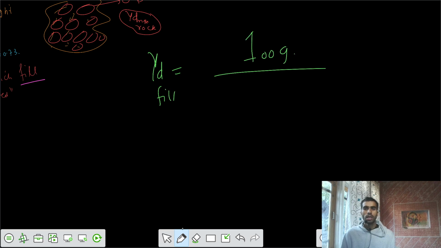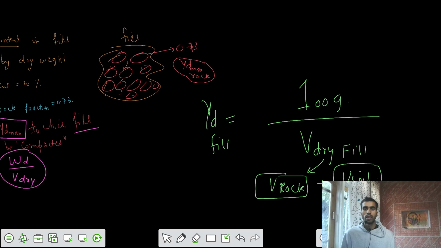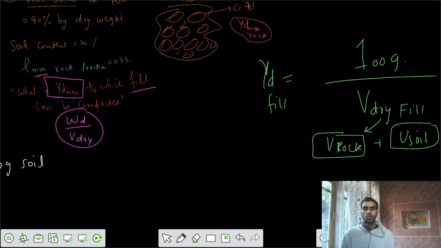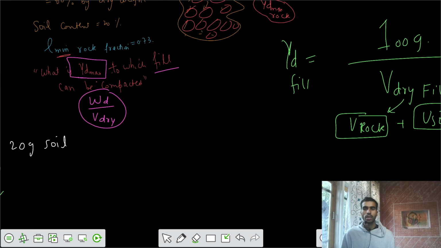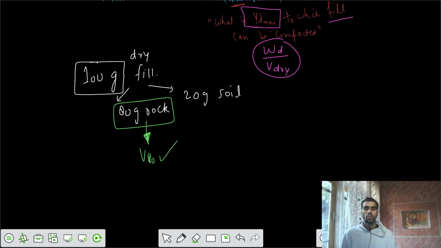Now I want to find the total dry volume of the fill. That is the volume of rock plus the volume of soil. Now we need to solve for the volume of rock and the volume of soil. For that, the gamma for the individual values is to be used. So the volume of the rock can be calculated from the equation gamma equals weight by volume.